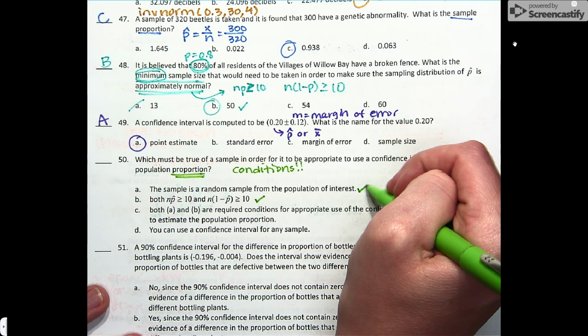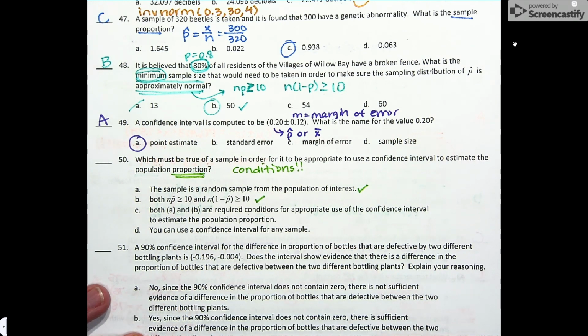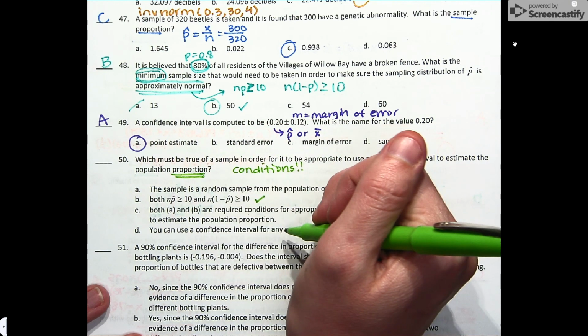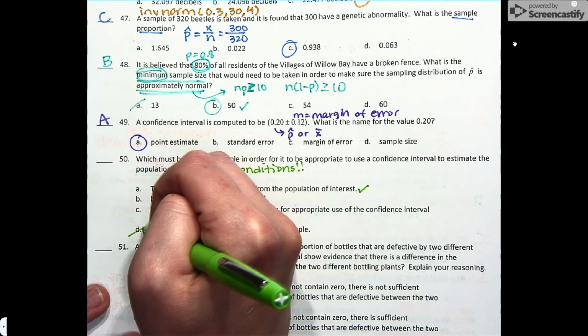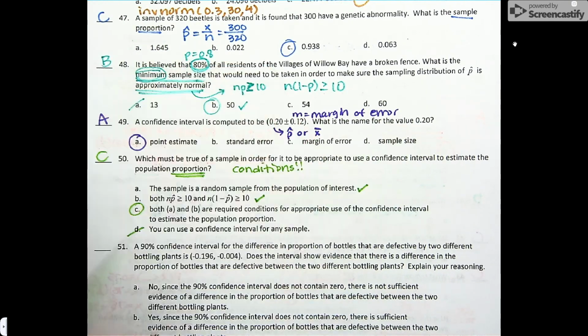You definitely have to have a random sample. So C says both A and B. And then D says you can use a confidence interval for any sample. That's definitely not true. It's got to be letter C.